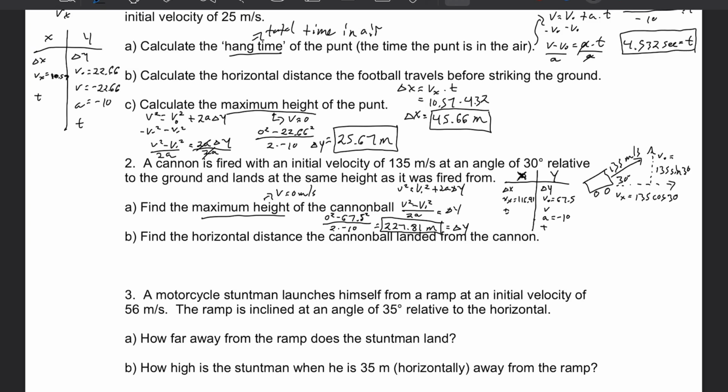Find the horizontal distance the cannonball landed from the cannon. For the horizontal distance, what are the things that we know horizontally? In order to calculate horizontal, we know delta x is Vx times t. We have Vx, but we need t to get delta x. So let's solve for time then. Total time in the air.